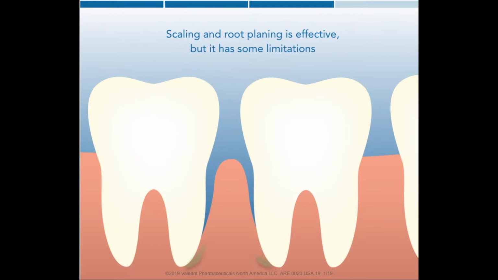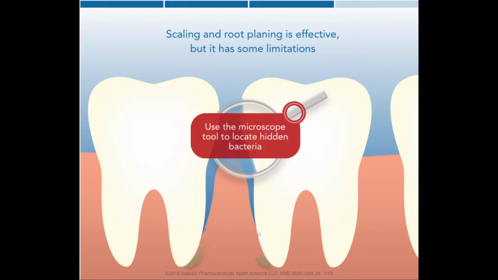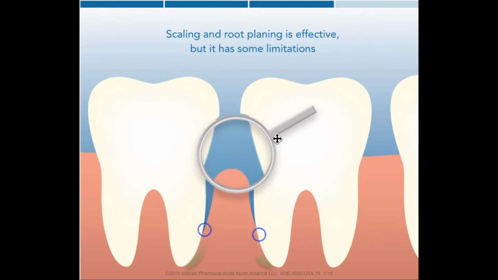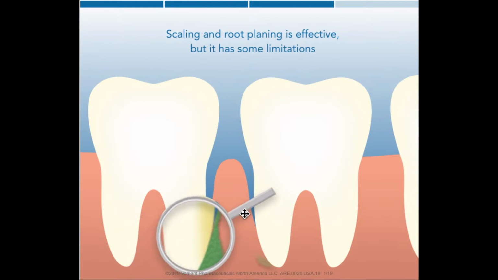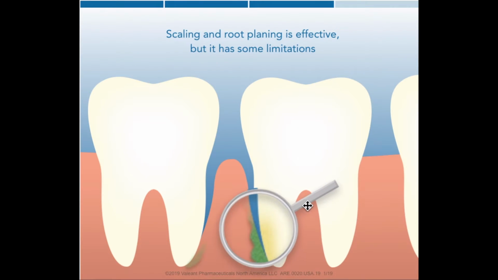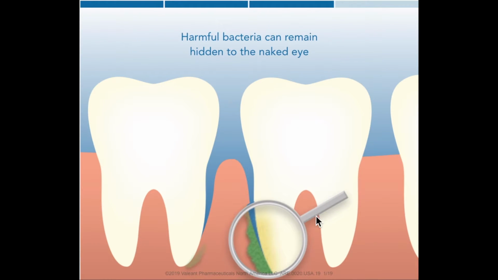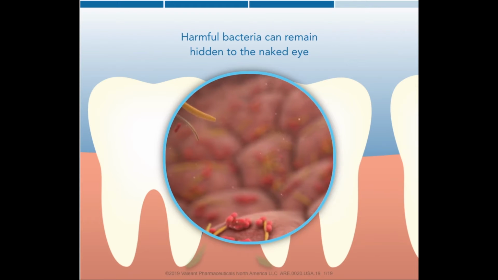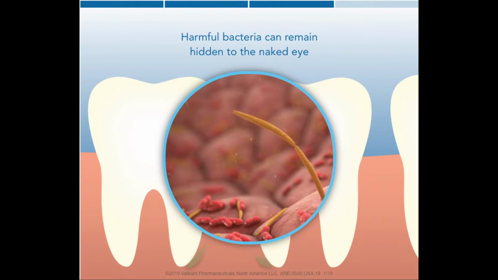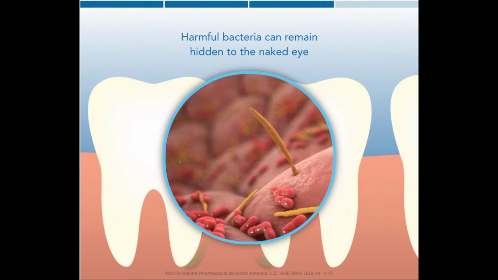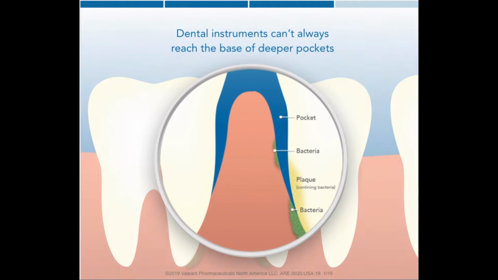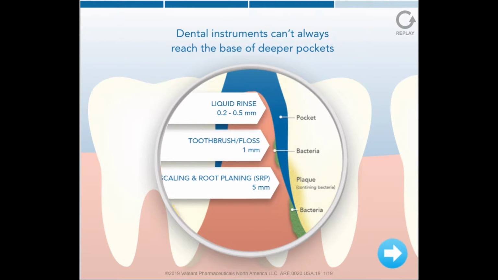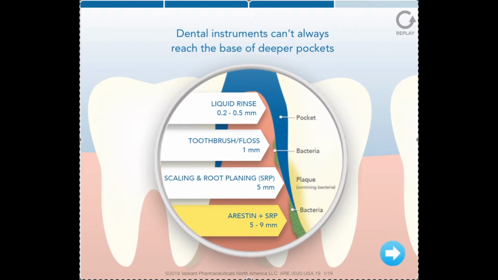Finding hidden bacteria. Scaling and root planing is effective but has some limitations. Using this microscope, we can look at those deep pockets, and there is bacteria left behind. Harmful bacteria can remain hidden to the naked eye. Dental instruments can't always reach the base of the deeper pockets, but Arrestin can, from 5 to 9 millimeters.